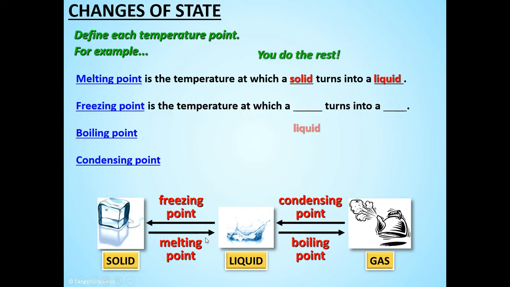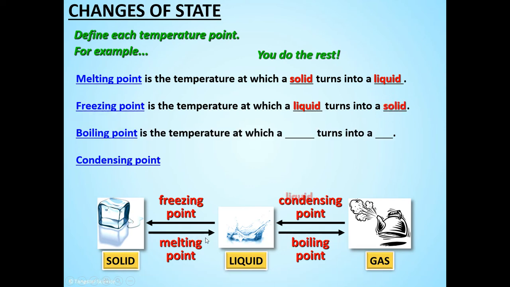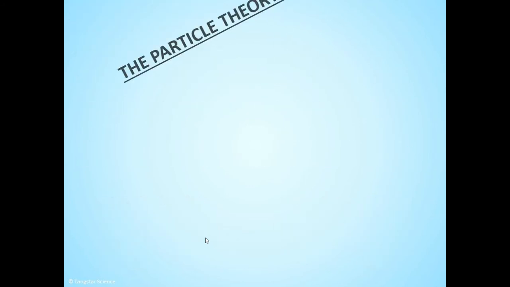Freezing point is going to be the temperature at which a liquid turns into a solid. Boiling point is going to be the temperature at which a liquid turns into a gas. And condensing point is going to be the temperature at which a gas turns into a liquid.